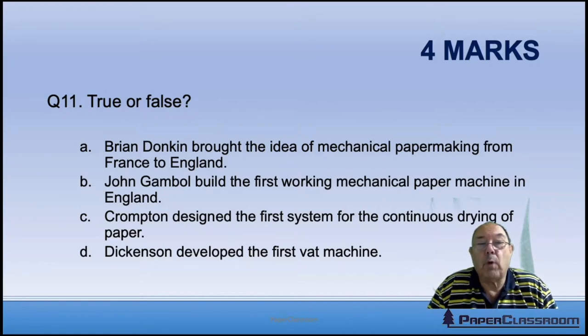11B, true or false, John Gamble built the first working mechanical paper machine in England. 11C, Crompton designed the first system for the continuous drying of paper. And finally, 11D, true or false, Dickinson developed the first vat machine.